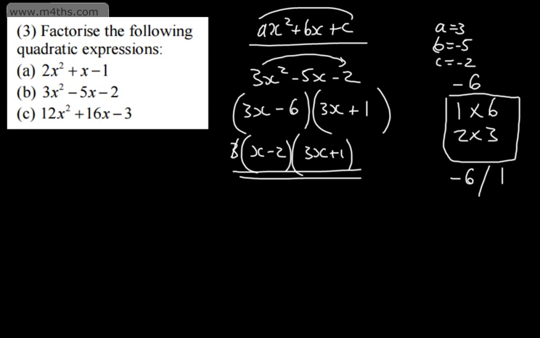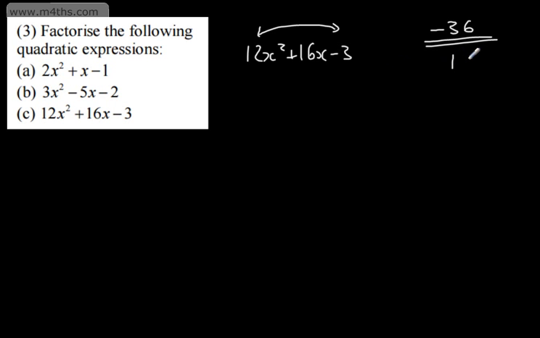Okay, let's look at this last one right here. So what we've got then is 12x squared plus 16x minus 3. It's in the correct form: x squared, x, no x. 12 times negative 3 is going to give us negative 36. We need two numbers that multiply to give negative 36 and add to give 16.